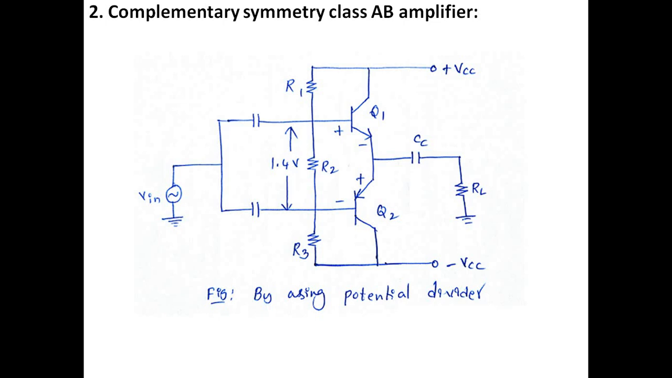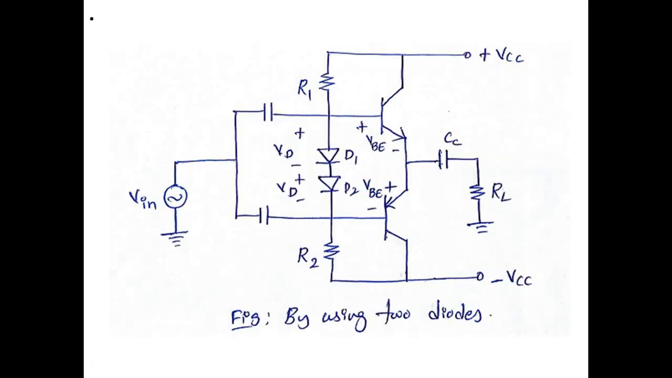Here we can also replace this resistive network. We normally call it a potential divider or voltage divider method. You can also construct the voltage divider circuit with the help of a diode. So let us see how to draw the circuit. This is the basic diagram. This is 0.7 and this is 0.7, and the total voltage here is 1.4 volts.